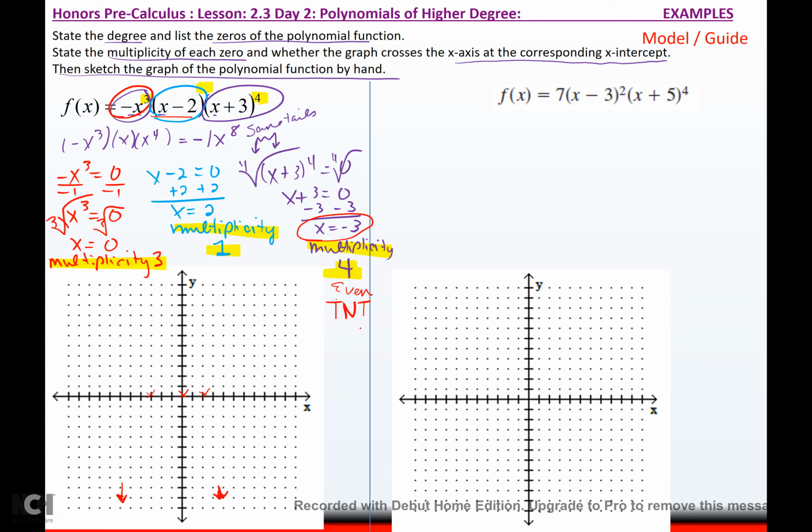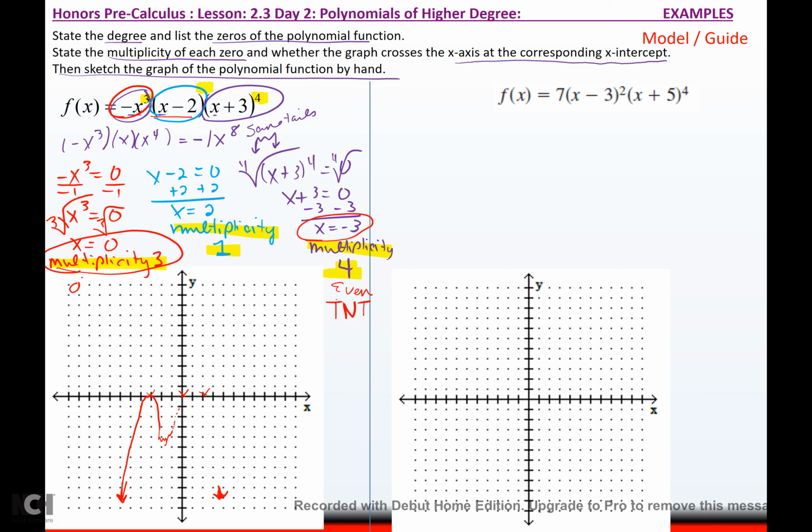Get it? TNT? Even TNT. So it's going to come up to the negative 3, but instead of passing through, it's just going to touch and turn. And again, I don't really know what's going to happen here in the middle, but eventually it's going to head to my next 0, which was 0.